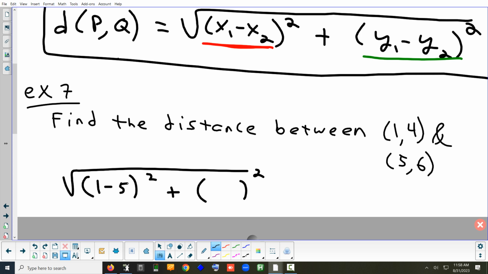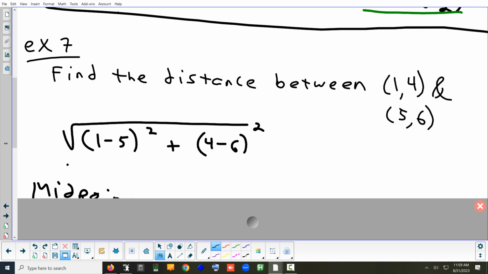Why 1? 4. 4. And why 2? 6. So then when we simplify it, we get negative 4 squared. And 4 minus 6 is squared. 4. So you get the square root of 20. But whenever we get a square root that can be simplified, you always simplify it. And what does square root of 20 simplify to? Two square root of 5.